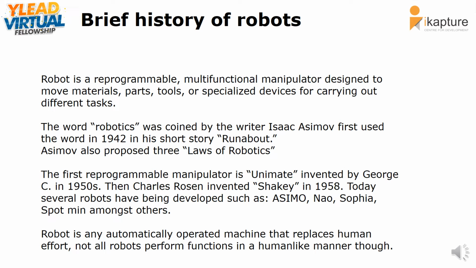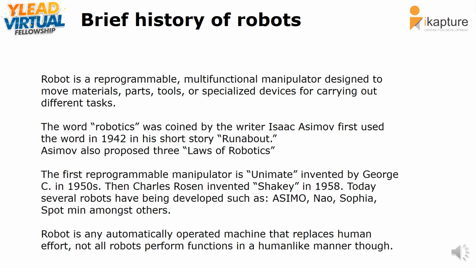History of robots. Talking about the brief history of robots, a robot is a programmable multifunctional manipulator designed to move materials, parts, and tools, a specialized device for carrying out different tasks. The word robotics was coined by the writer Isaac Asimov, who first used the word in 1942. So that's when the name was coined.